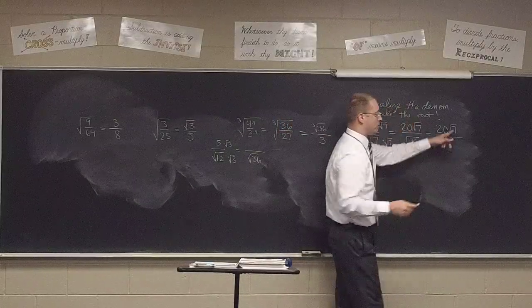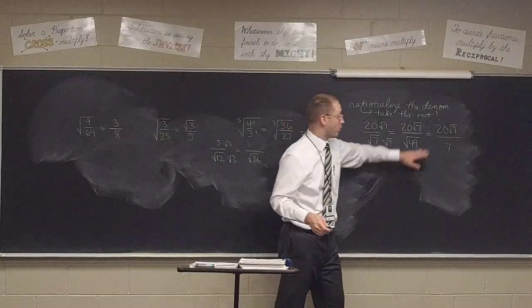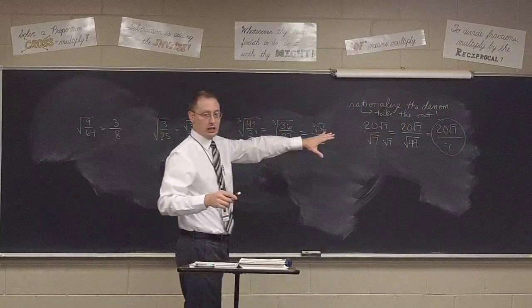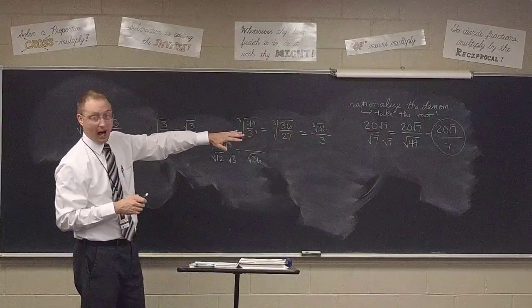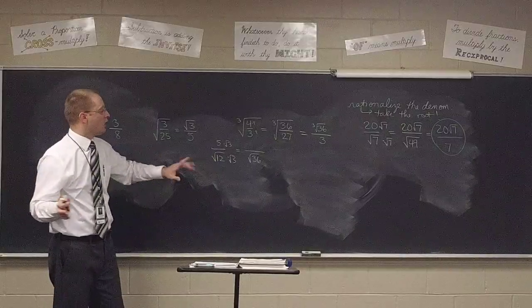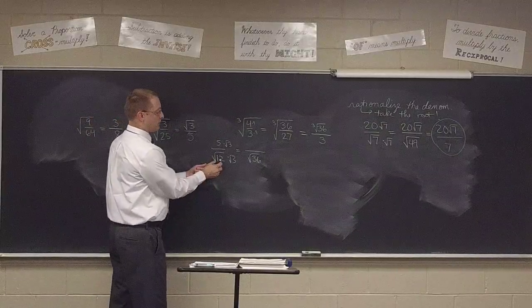Can I cancel the 7 with the square root of 7? No, again, one's rational, one's irrational. We don't mix the two. But notice now I have rationalized the denominator. The denominator is now a rational number. Does that make sense? So looking here, we said we have the square root of 12.